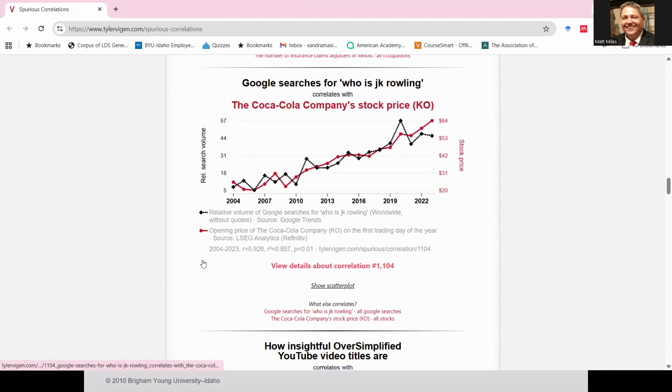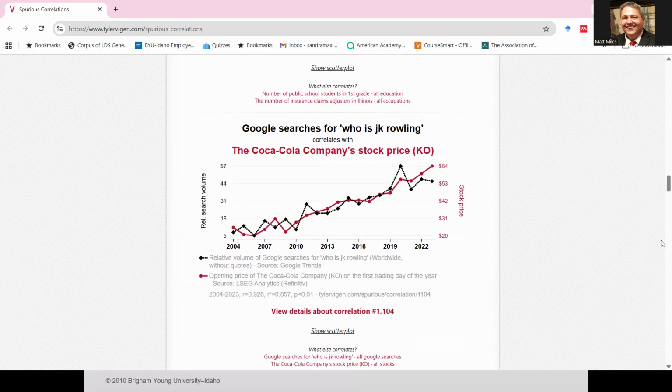Now, let's say you were made the CEO of Coca-Cola. The CEO's primary job is to make sure that the stock price goes up. And let's say you say, hey, I've got this really great idea. I've found statistically this really strong relationship between Google searches for "who is J.K. Rowling" and the Coca-Cola stock price. So what we're going to do for the next year as CEO of Coca-Cola is put a lot of resources into talking about J.K. Rowling, so the people who've never heard of J.K. Rowling are going to do a Google search for her, and that's going to boost our stock price. You see how ludicrous that sounds? You see how silly that would be to do?